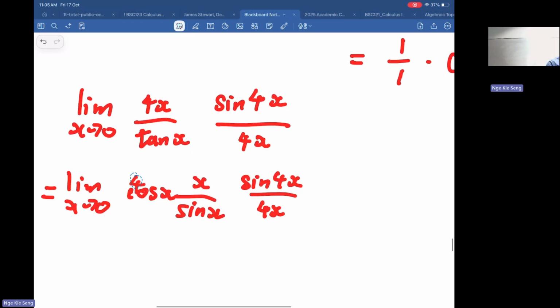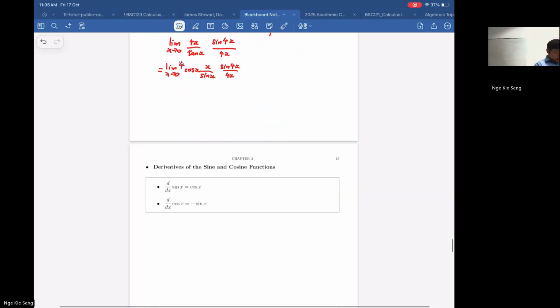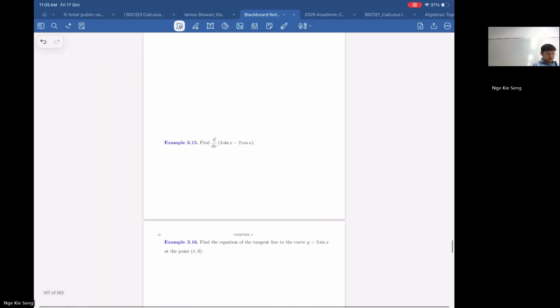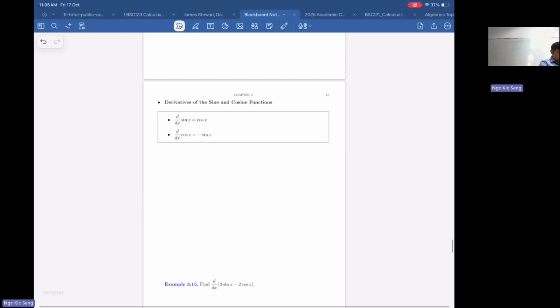Okay, let's come back. So we continue with trigonometric derivatives. If you differentiate sine x, you get cos x. And if you differentiate cos x, you get minus sine x instead. This is something you want to remember. So the shape is like this.